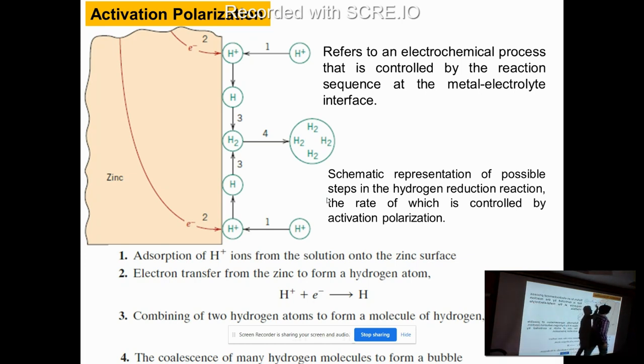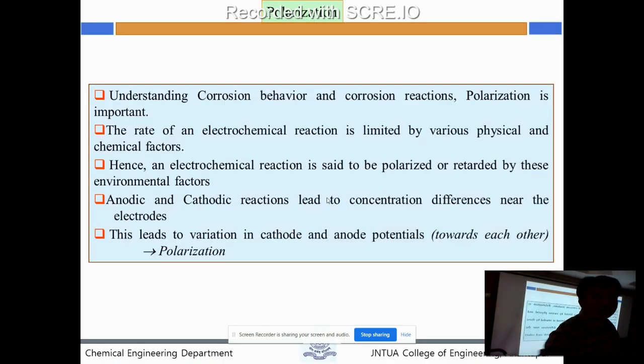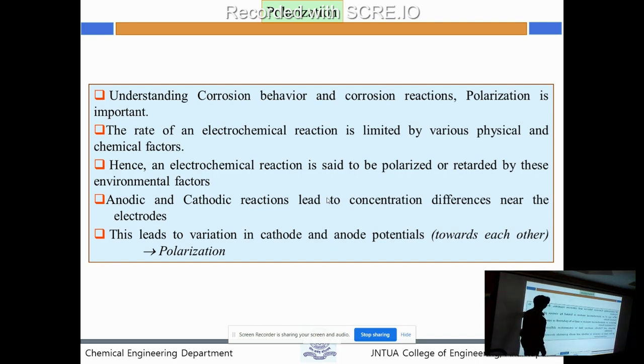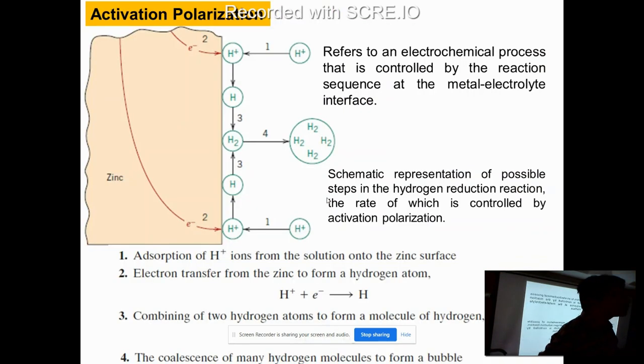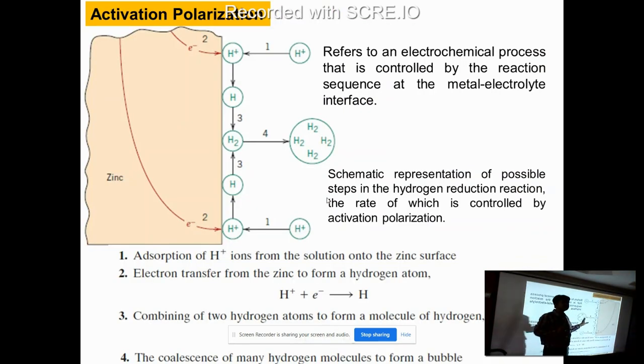These are called activation polarization. Somehow, some reactions have been polarized. That's what I showed you in the previous slide. See? Either retarded or polarized. Polarized in the sense that sometimes it may be increased or sometimes it may be retarded. Clear or not? You understood what is activation polarization?